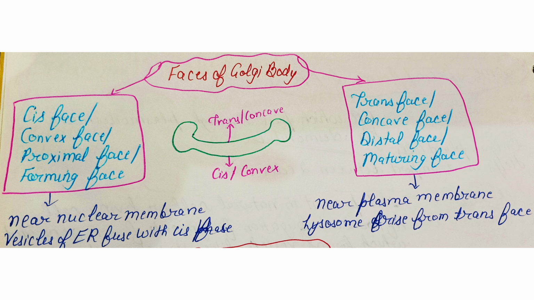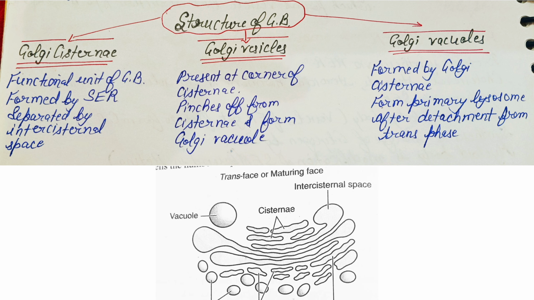The cis face is close to the nuclear membrane. The vesicles of endoplasmic reticulum fuse with the cis face. The trans face is towards the plasma membrane. Lysosomes arise from the trans face of the Golgi body. The Golgi complex consists of the Golgian cisternae, Golgi vesicles and the Golgi vacuole.